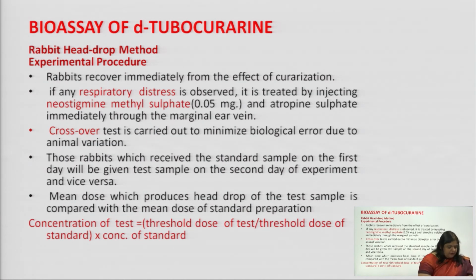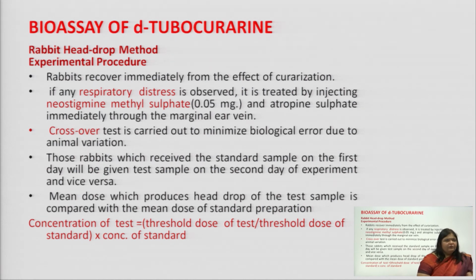Okay. Now generally some of the rabbits can recover, but because the muscles are relaxing, sometimes respiratory distress could also occur. So in that case, neostigmine could be injected into the marginal ear vein. Now, to minimize the biological error, we can use a crossover design also.